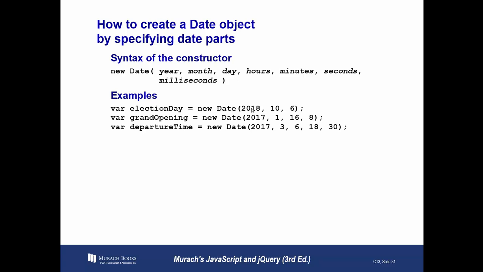So here's some examples. Now in JavaScript, dates are always represented by the number of milliseconds that have passed since midnight, January 1st, 1970. If you want to look up the significance of that, you can look up Unix epoch, or epoch, E-P-O-C-H. All right.